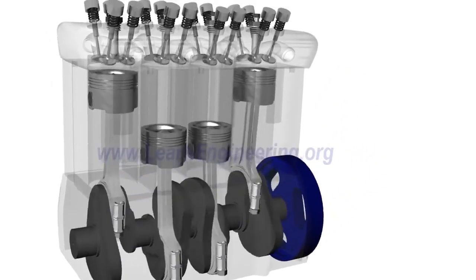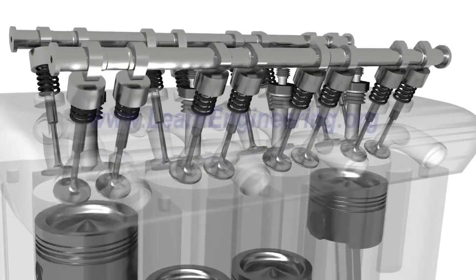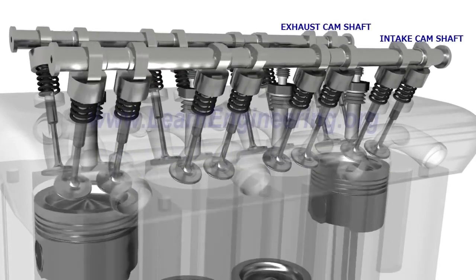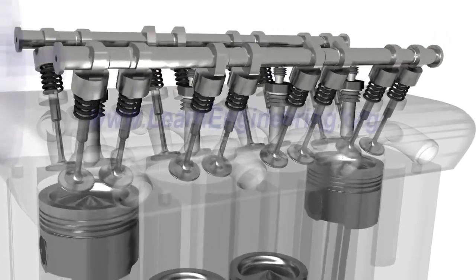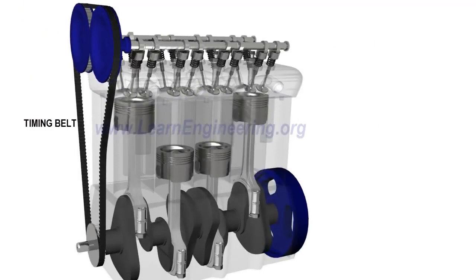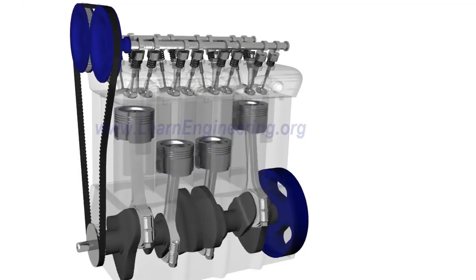Opening and closing of valves are accurately controlled by a pair of camshafts. Camshafts derive motion from the engine. It is clear that the camshafts need to rotate at half the speed of the crankshaft.